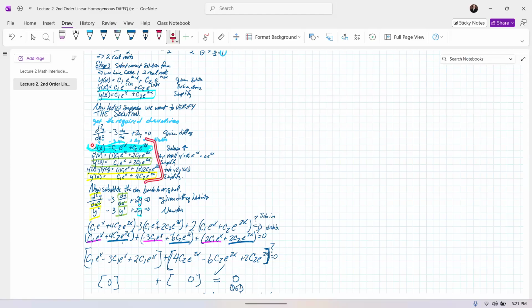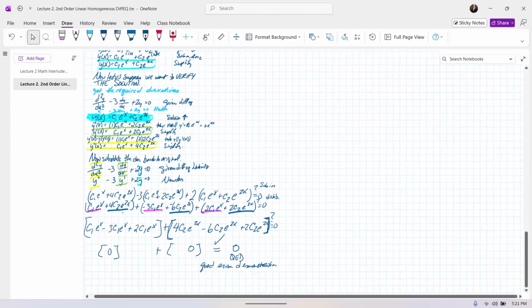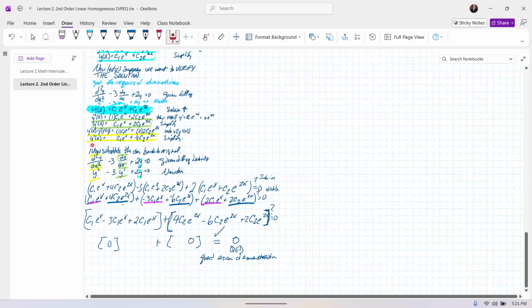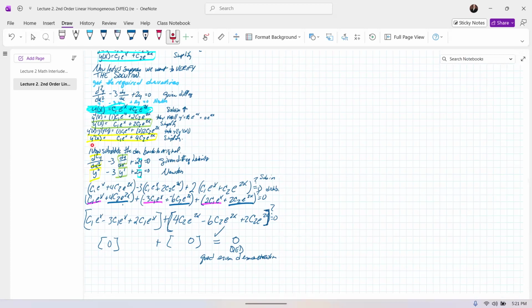These are the equations that we had. Then we substituted these derivatives back into the original. When we did that, we solved this and noticed that the answer was 0, which allowed us to have confidence that the solution we posited, this y equation right here, is in fact a solution of the given differential equation that we had here.